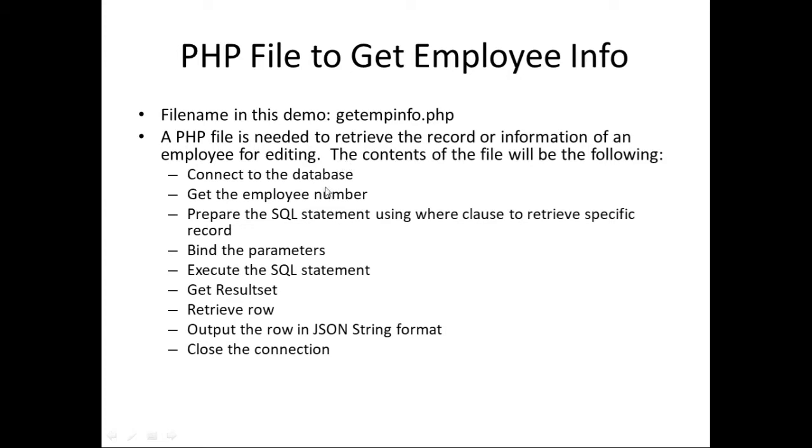So first, connect to the database, get the employee number. So we are going to retrieve a single employee though, so we need the employee number. Then prepare the SQL statement using where clause to retrieve a specific record. So we should have a where clause because we're going to retrieve only a single record, so there should be a condition. Then we bind the parameters, execute the SQL statement. Then we get the result set, retrieve the row, and output the row in JSON format. So when we retrieve the row, we place the row in an array so that we can use a function to convert that array into JSON string format. Then we close the connection.